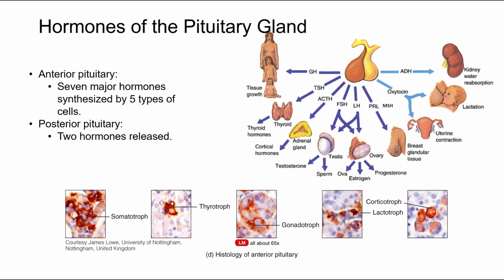And the posterior pituitary, in fact, releases 2 hormones. These hormones are not produced by the posterior pituitary, but they are transmitted by axons from cell bodies that are located in the hypothalamus, and there are 2 hormones.